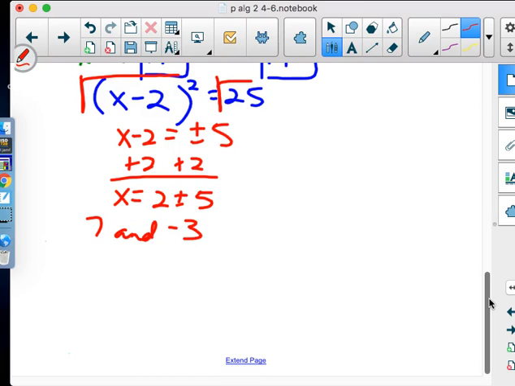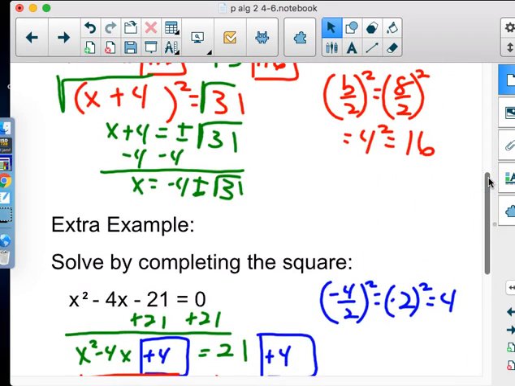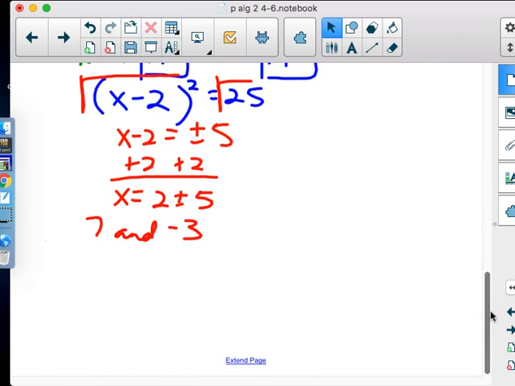There it is. Done. Now, that does tell me something interesting. This one up here, we got a really goofy answer. Negative 4 plus the square root of 31, negative 4 minus the square root of 31. That's not factorable because I didn't get nice answers. So I had to have a different method to solve that one because it wasn't factorable. This one came out with two really nice answers, two integer answers, 7 and negative 3. That means we could check this one by factoring.